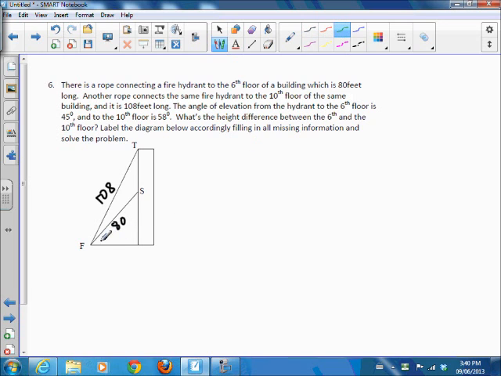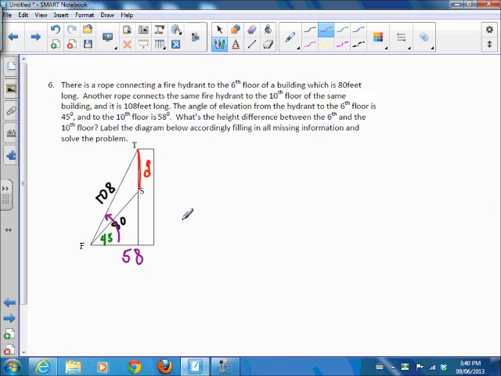It says the angle of elevation to the 6th floor is 45. So this is 45. And the angle of elevation to the 10th floor is 58. So this angle is 58. Okay. Now I want to know what's the difference between the 6th and the 10th floor. So here's the 10th floor, here's the 6th floor. I want to know that difference. And I'm going to call it D because it's the difference.